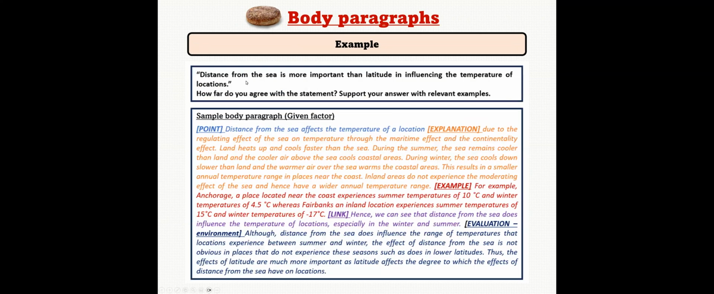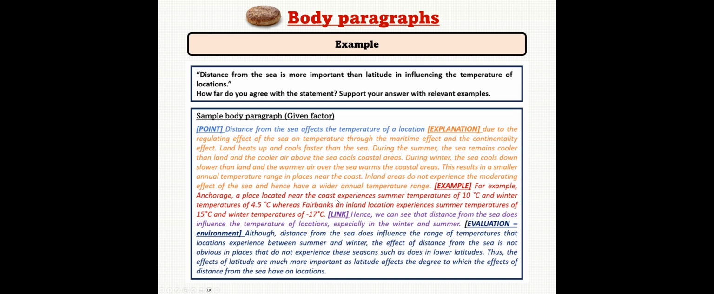Basically, to answer this question that we're given at the top here, this is how a body paragraph will look like. So you see, I have my point. In this paragraph, I'm going to talk about distance from the sea. And then I'm going to tell you, how does distance from the sea influence temperature? And then I will give you an example referring to specific places, giving you specific data, which is very important. And then I make a link. Hence, we can see that distance from the sea does influence temperature of locations, because the question is asking about influence on temperature of location. So you would want to link it back.